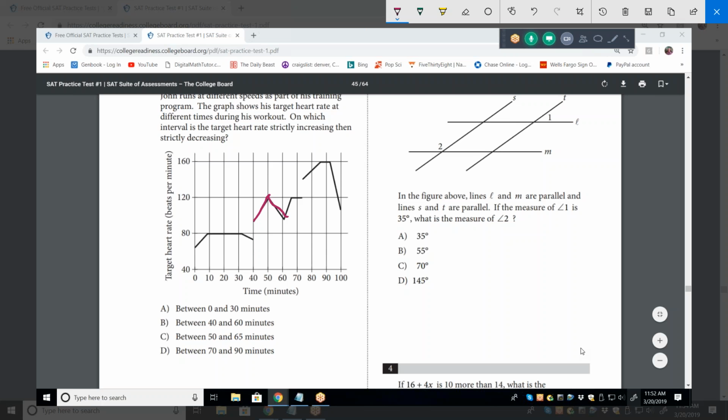So this was an easy problem, but they were trying to fool you. They fooled you by making none of those three fit that. None of them are strictly increasing and then strictly decreasing. But part of this one, and that's the part that fits this answer, 40 to 60 minutes. Okay?